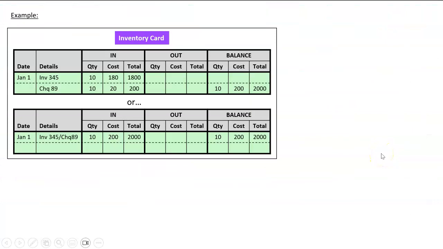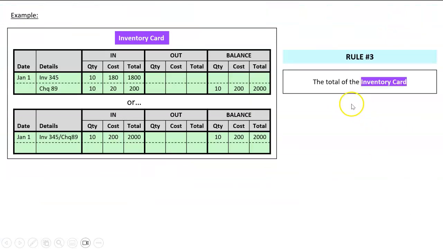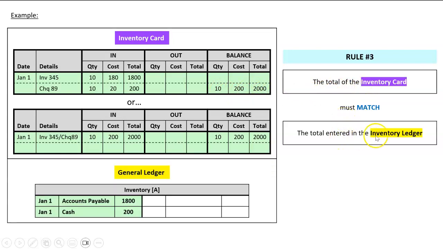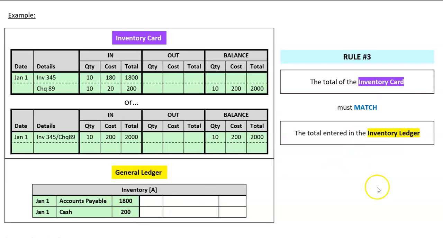So, another rule is whatever is in the inventory card, so the total here, in this case, depending on which method you use, either one of these is the same, but the value is 10 units at 200 for 2,000. The total of that inventory card must match the total in the inventory ledger. So we can see here, let's take the way I did it. We did 10 at 180 for 1,800 and 10 at 20 for 200, which became a total of 2,000. That should match the value in the inventory ledger, and we can see it does. We've got the 1,800 there and the 200 there. So that's really important, that rule.